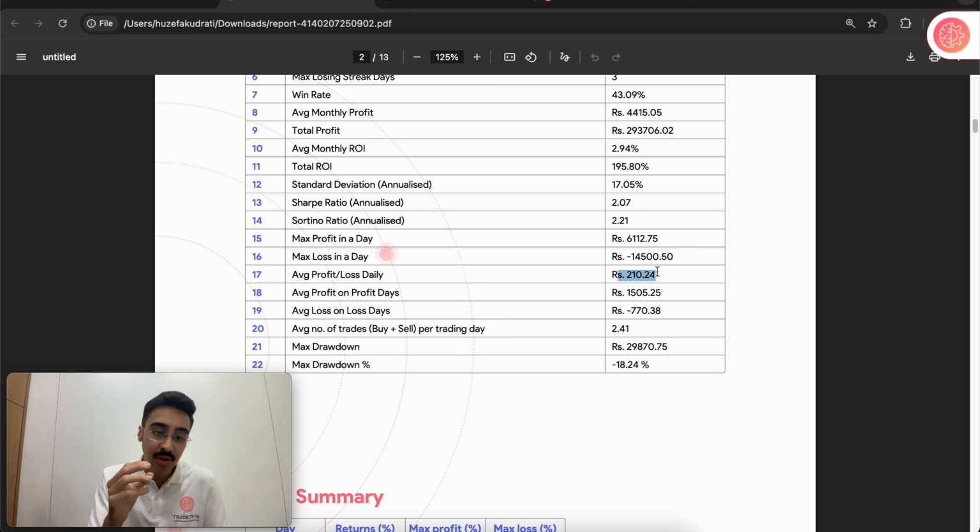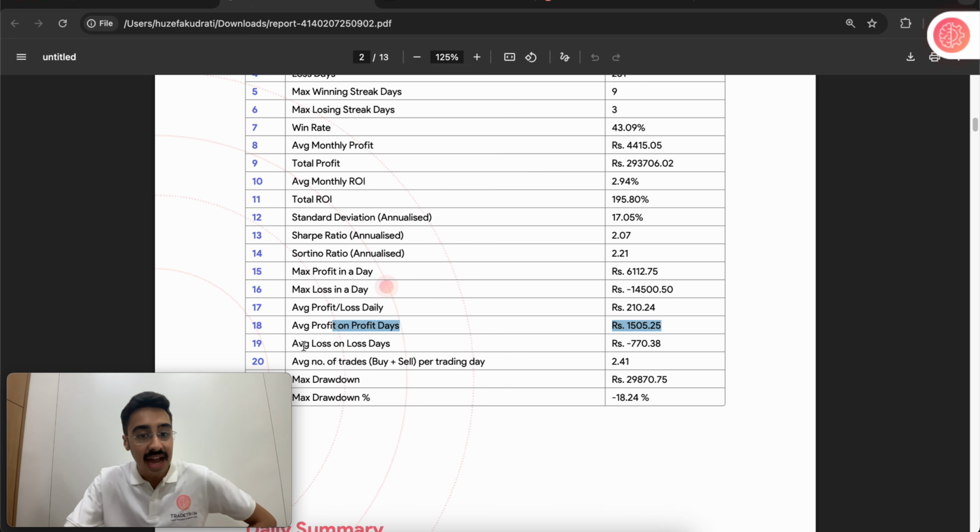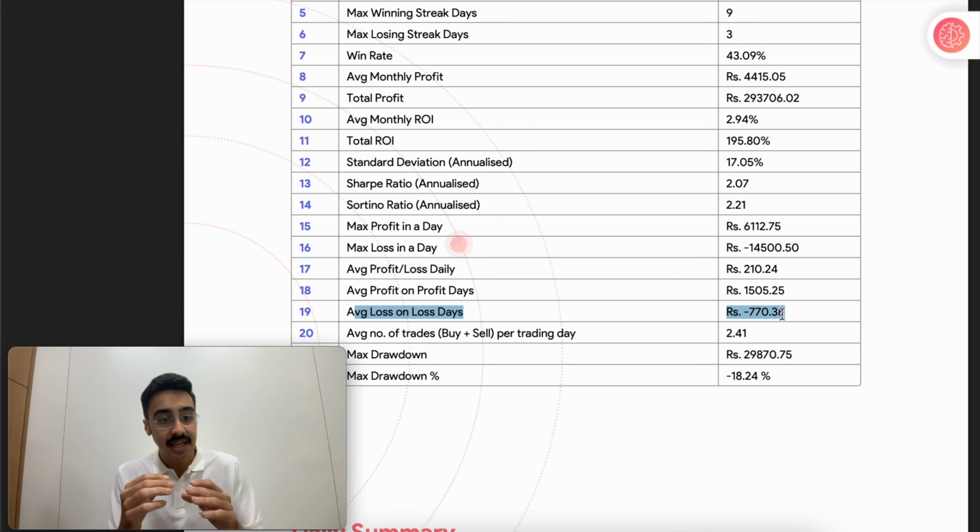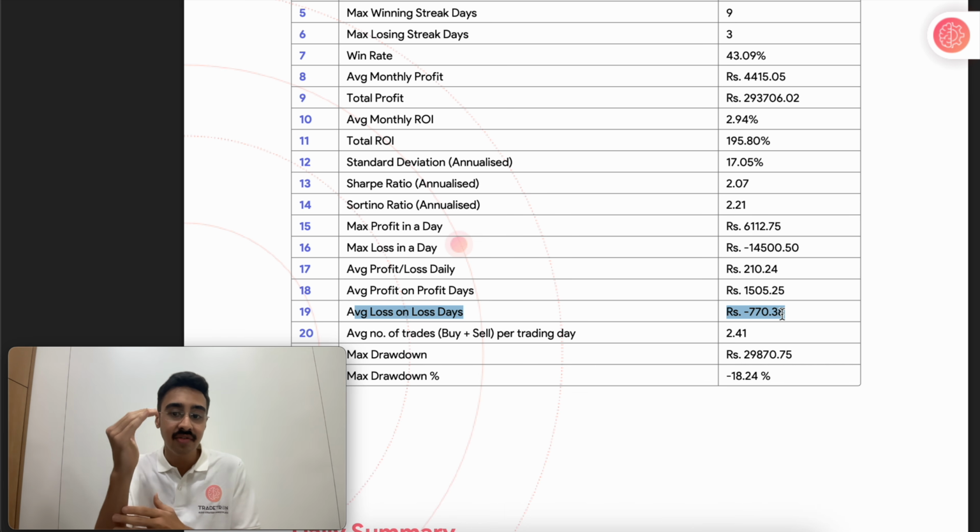And it is also giving you some other details like the average profit on the profitable days. So I can see that when my strategy was profitable, I was able to make an average of, let's say, 1500 or so. Similarly, the average loss on loss making days was minus 770 rupees. So if let's say I add certain trailing stop losses, and with those I'm able to see that these numbers, the 210, 1505 and 770, have changed, where my average profit or loss on a daily basis from 210 has gone to something like 225 or 300 or 400.